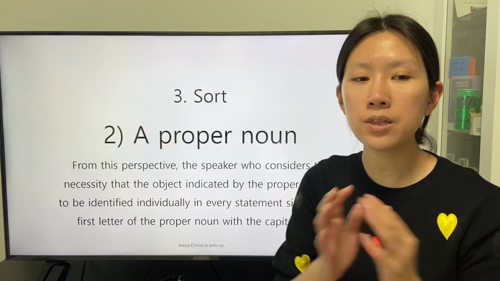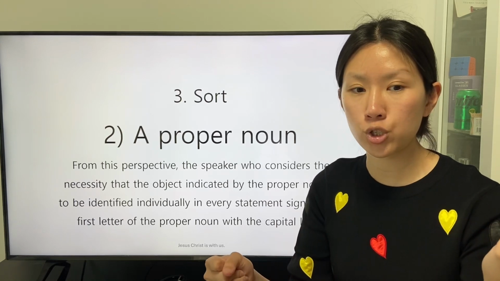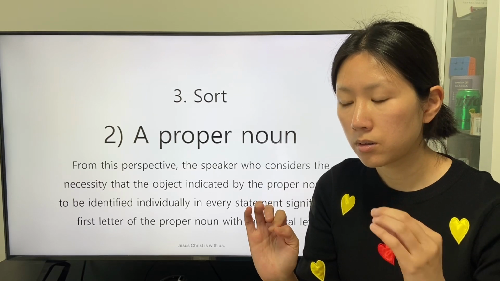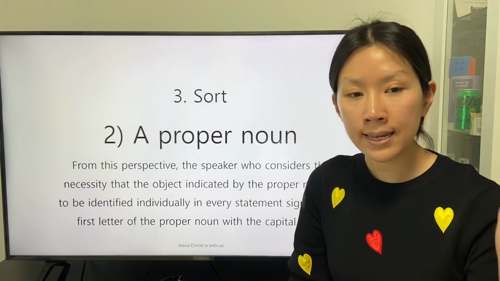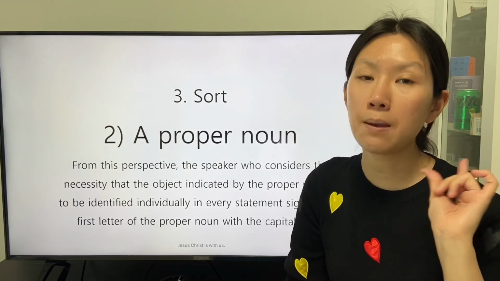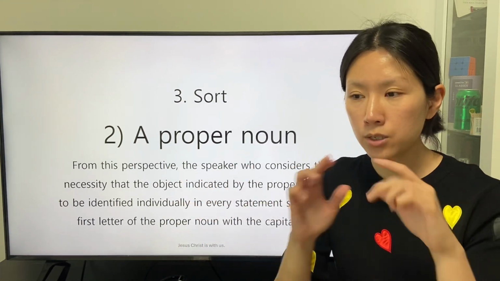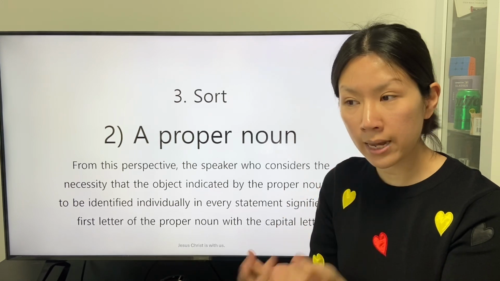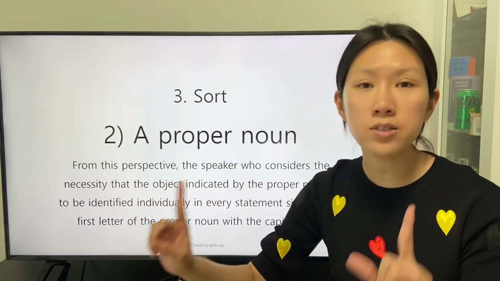From this perspective, the speaker who considers the necessity that the object indicated by the proper noun is to be identified individually from the other context in every statement signifies the first letter of the proper noun with the capital letter. The capital letter reveals the fact that the object indicated by the proper noun is able to be interpreted with the context of the statement.